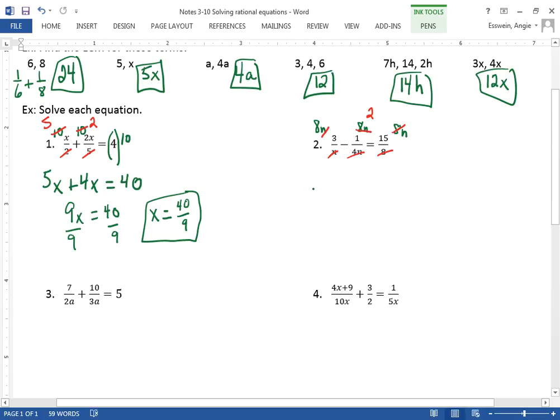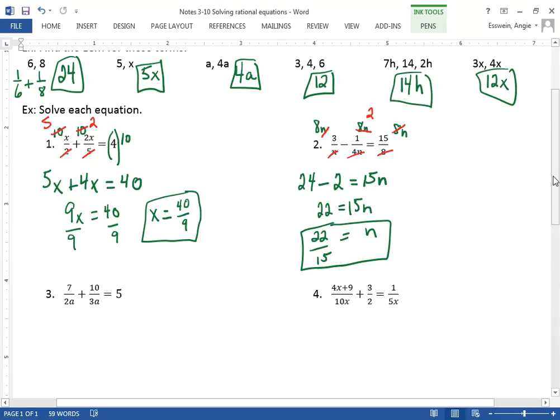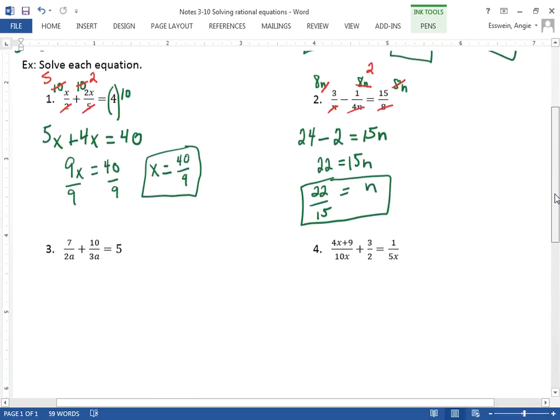So 8 times 3 is 24. So we're left with 24 minus 1 times 2, which is minus 2, equals 15n. And it does look a little bit strange that there's two constants here, but that's okay. 24 minus 2 is just 22. And we're almost done. So n is 22 over 15, which doesn't simplify, so we just leave it. And that would work. 2 more to go.